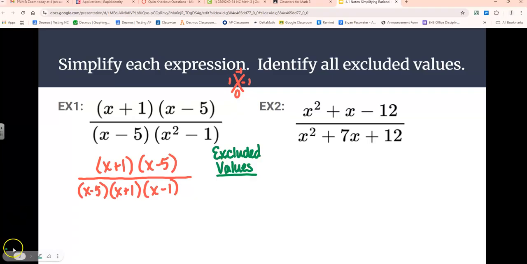1, because right here you've got x minus 1, right? So if I do 1 minus 1, that gives me 0. So x equals 1 would be an excluded value. I can't plug it in. All right, Richard, give me another excluded value.